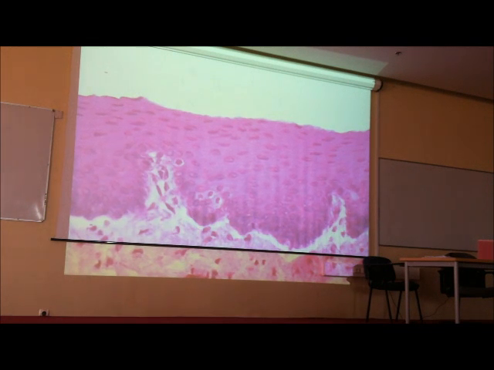What is the type of this epithelium? Stratified squamous. Stratified squamous, keratinized or non-keratinized? Functions, layers, surface cells, basal cells. Where you can find the stratified squamous non-keratinized?